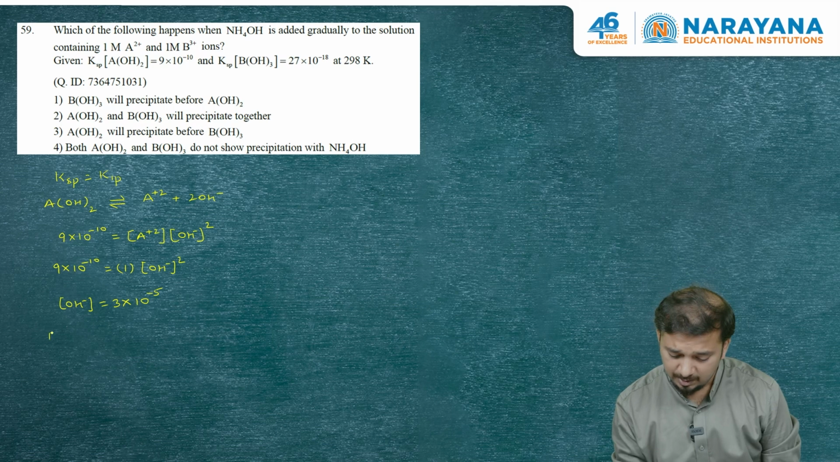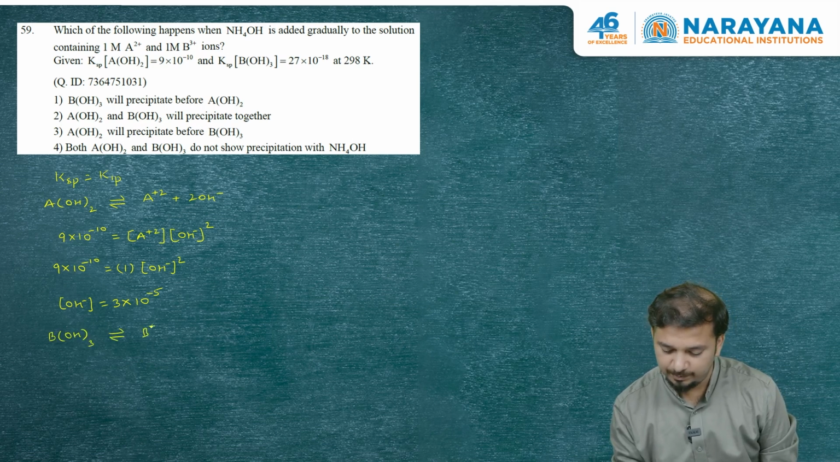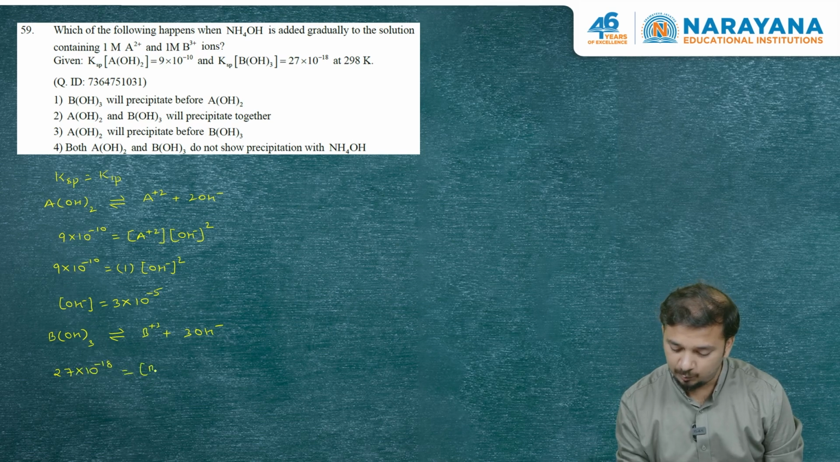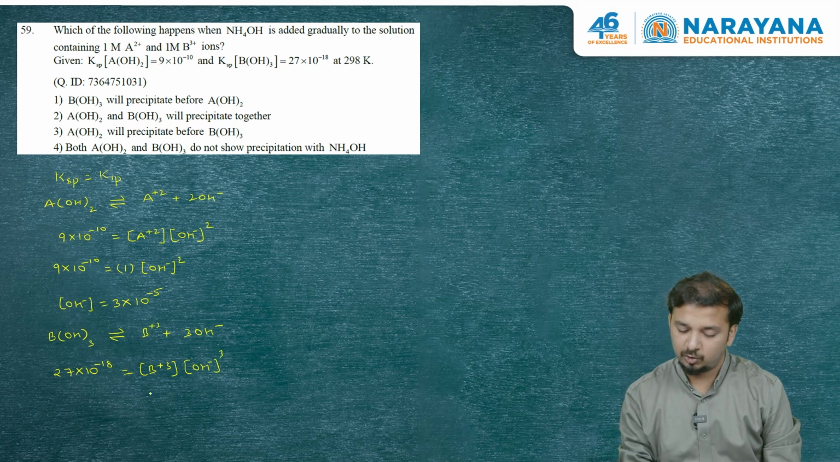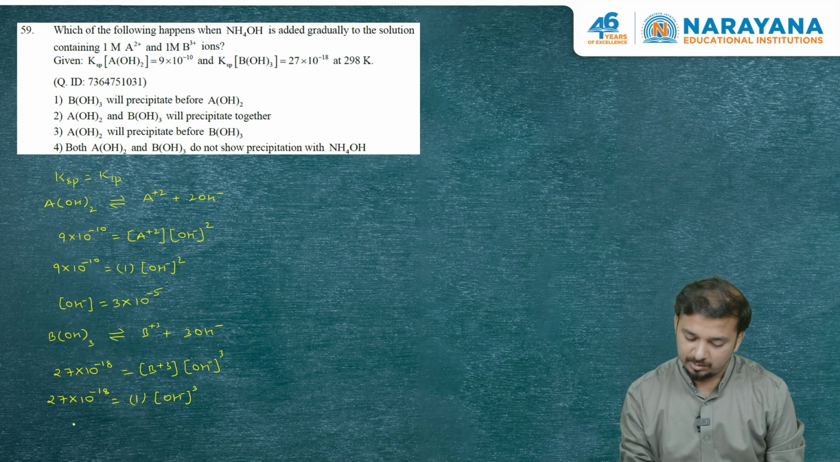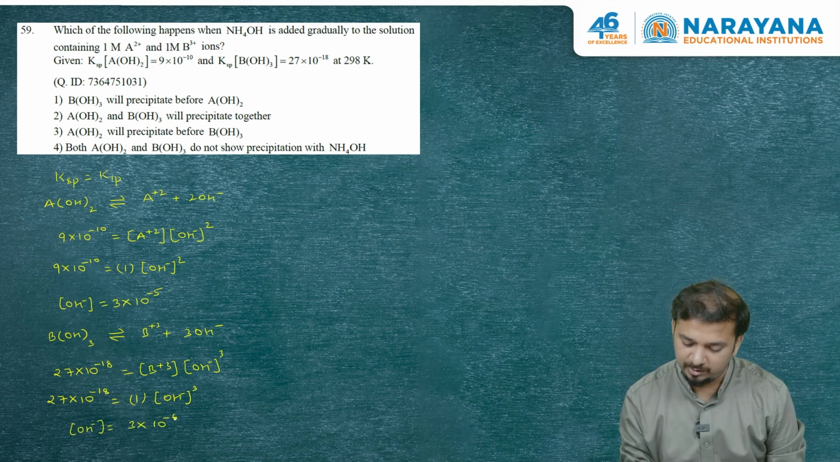Now if we do it for B(OH)3, it will dissociate to give B+3 plus 3OH-. Again the Ksp given is 27 into 10 raised to the power minus 18, that is equal to the B+3 concentration into the OH- concentration cubed. The B+3 concentration is 1, so 27 into 10 raised to the power minus 18 is equal to 1 into OH- cubed. So the OH- concentration from here will be equal to 3 into 10 raised to the power minus 6.